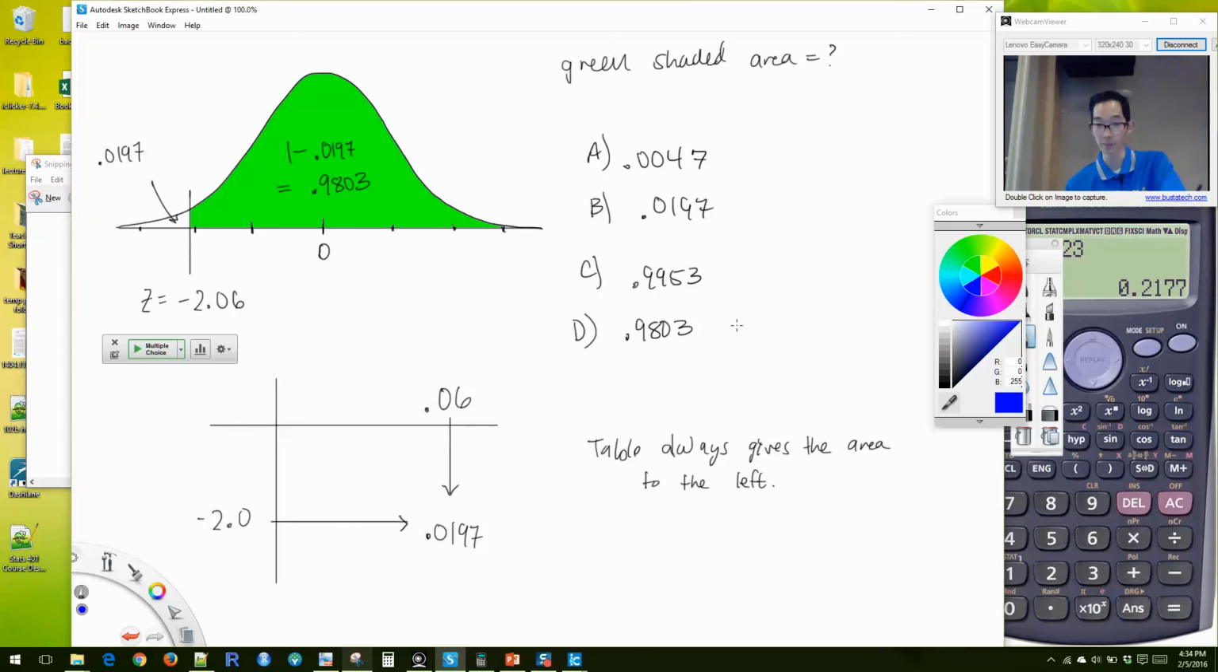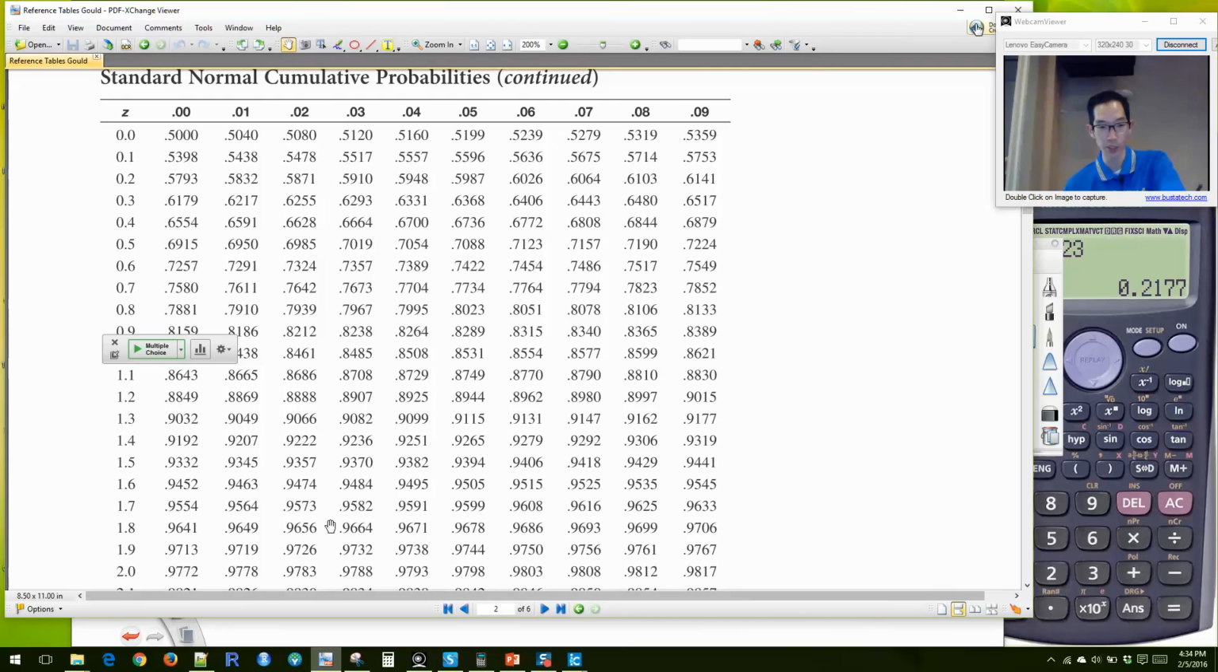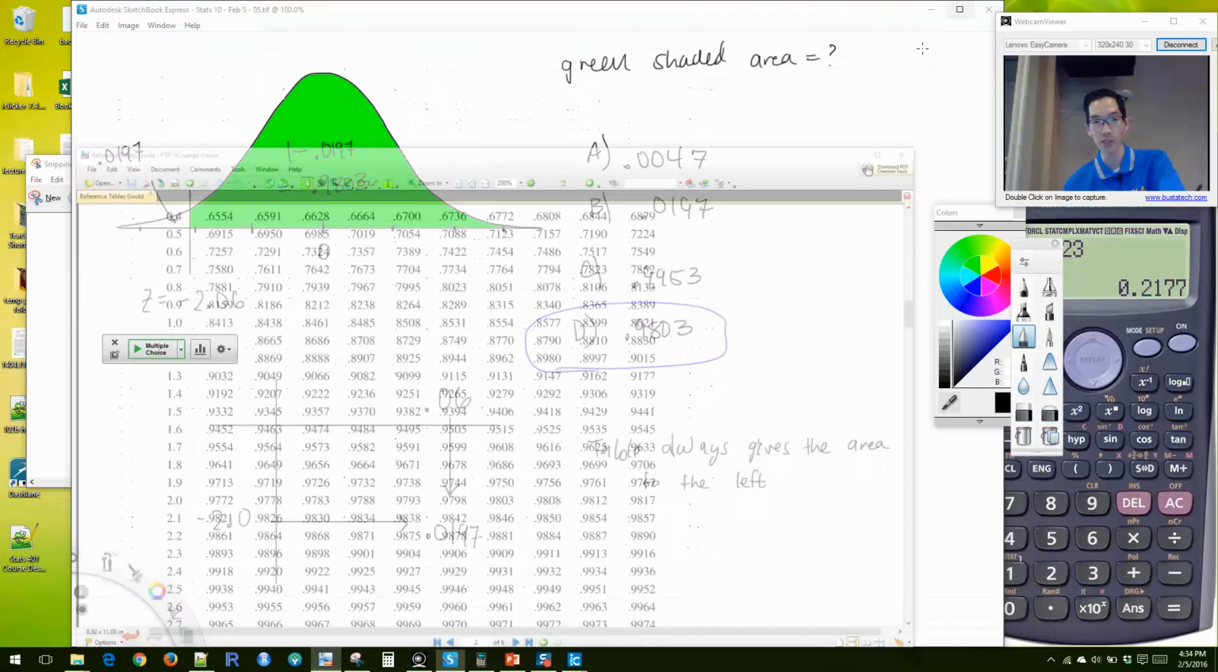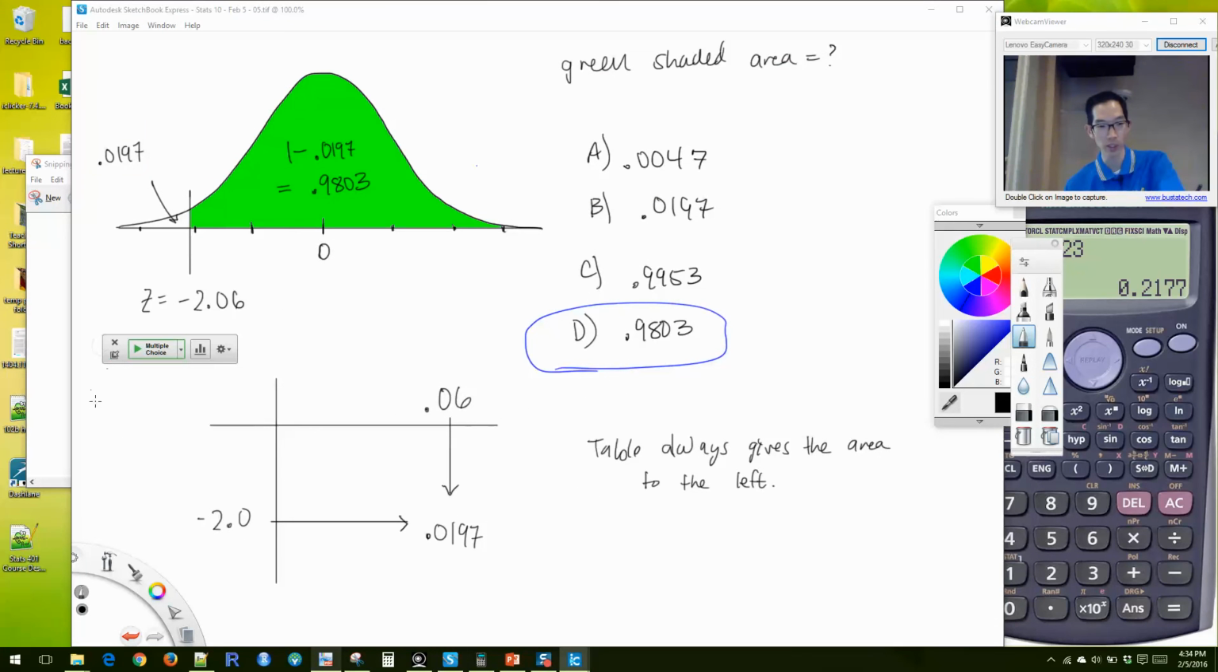So the correct answer is this. Are there any questions or issues? Answer choice C, which maybe just a couple of you picked, is the answer associated with 2.6. So 2.6 and 2.06 are not the same, right? This is not z equal to negative 2.60. These are different, so don't do that.